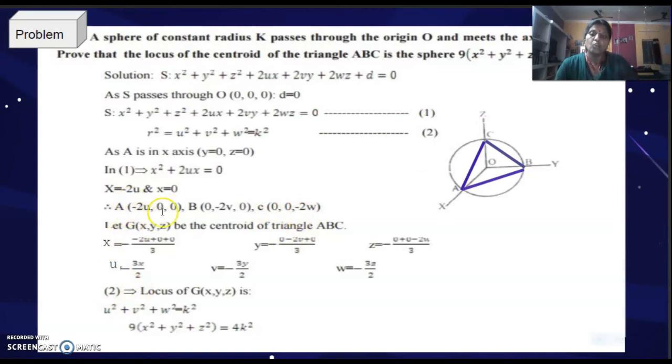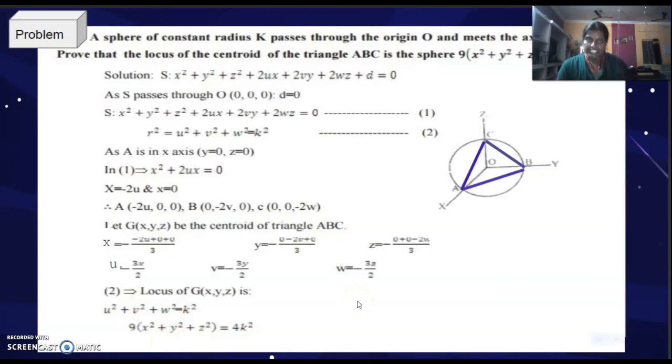Now, we have found the coordinates of A, B and C. Now, let G(x, y, z) be the centroid of the triangle ABC. See here, this is the centroid of the triangle. We can draw the medians and they meet at this point, the centroid of the triangle. Then x equals the sum of the three first coordinates divided by 3, and similarly y and similarly z. So u equals -3x by 2, v equals -3y by 2 and w equals -3z by 2. So the locus of the centroid of the triangle, from u square plus v square plus w square equal to k square, is 9 times (x square plus y square plus z square) equal to 4k square.